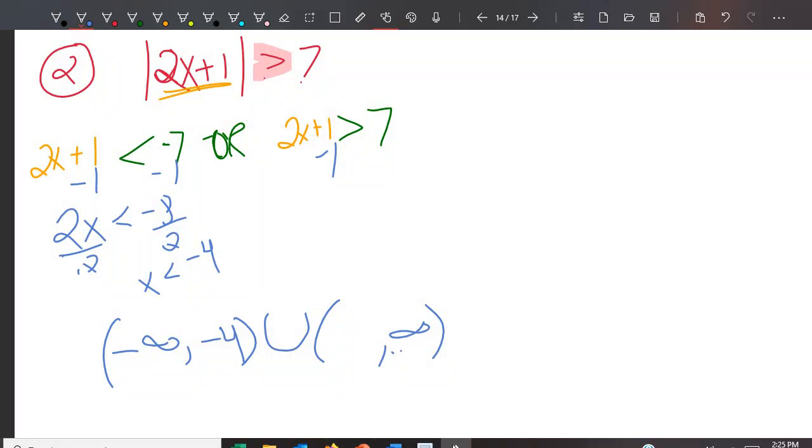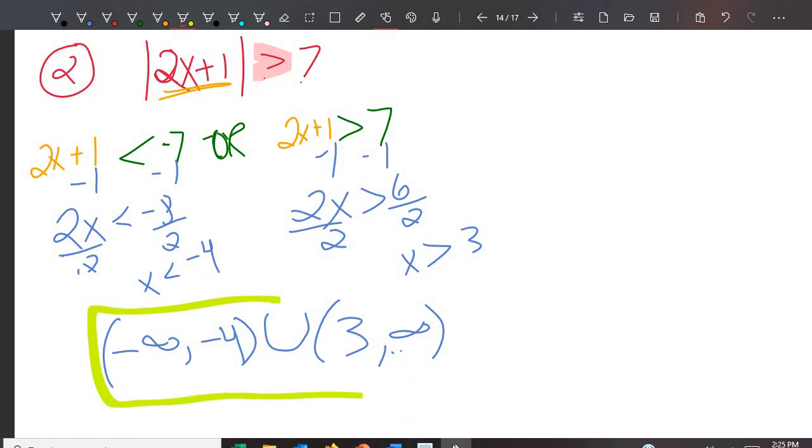This one we subtract 1 from both sides. So we get 2x is greater than 6. Divide by 2. So x will be greater than 3. So the 3 goes on this side. This is the final answer. I'll do one more.